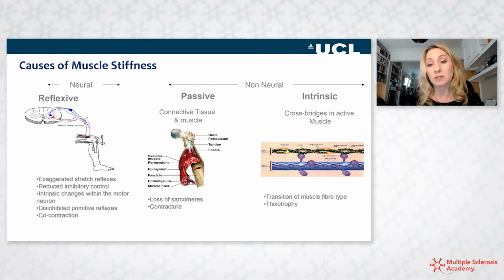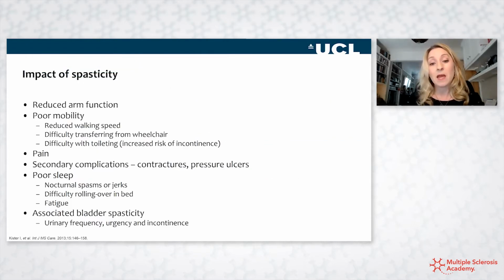So it's really important to differentiate what is the neural component and spasticity and what is non-neural, because how you're going to treat them is quite different. It's really important to think about what the impact of spasticity is on the individual person and what the goal of treatment is. We don't treat it just because spasticity is there. We treat it because it's actually causing a problem for them.